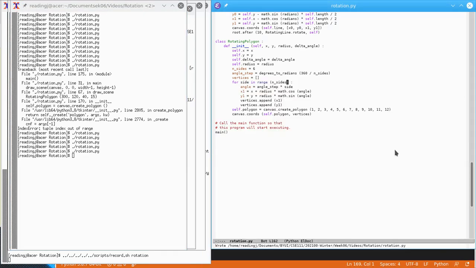Okay, so now we want to rotate this thing, right? So we do root.after(100, rotating_polygon.rotate), self, and you recognize that pattern too. So def rotate(self). There we go. Now I'm going to do very much the same thing that I did before.